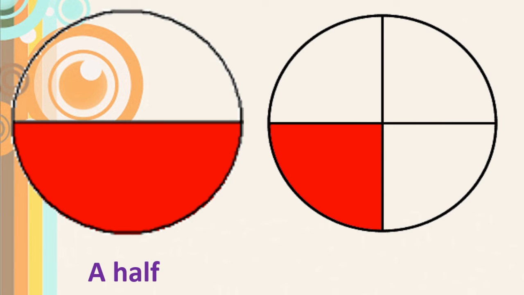See this? Can you tell me how much portion is colored here? Very good. Half portion is colored. Now see this picture. Very good. A quarter portion is colored.